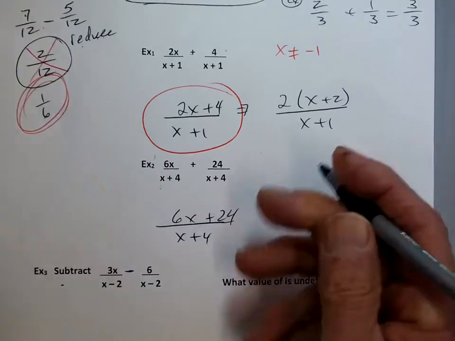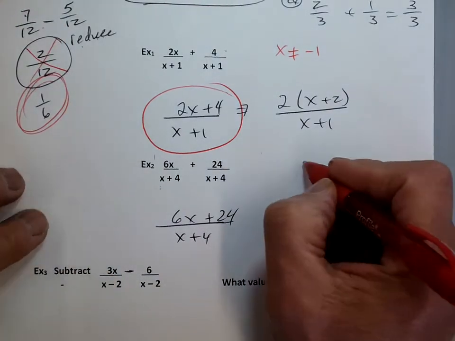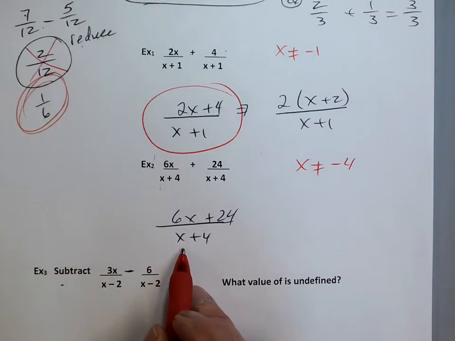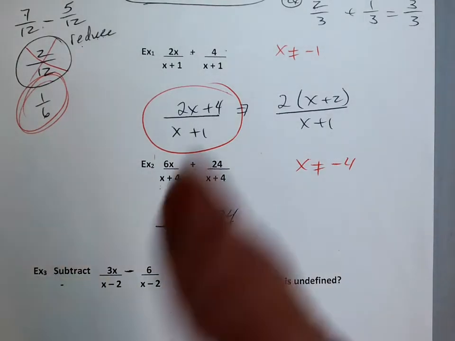Now, before I go any further, my exclusion: x cannot equal -4, because if x is -4, you divide by 0, you're in trouble. So let's not forget our exclusion. x cannot equal -4. Now, am I done? I added them. Am I done?